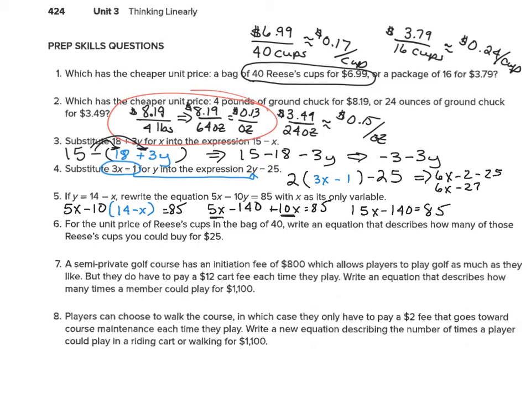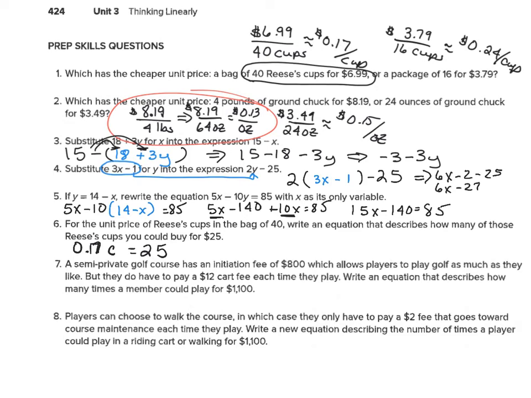All right, number 6. For the unit price of Reese's Cups in a bag of 40, write an equation that describes how many of those Reese's Cups you could buy for $25. So remember, we said that they were about 17 cents a cup. Oops, forgot my 1 there. So 0.17 times, let's let C be cups, equals 25. That's a good equation for that.